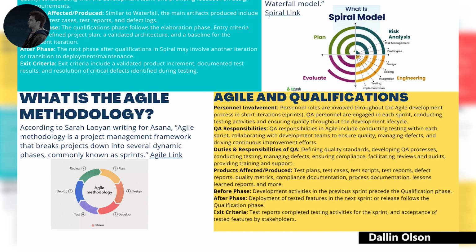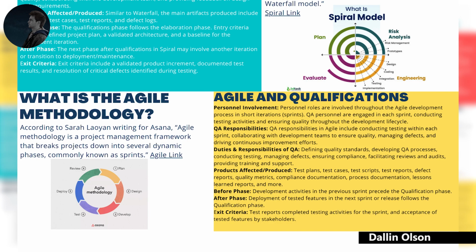QA responsibilities in Agile include conducting tests within each sprint, collaborating with development teams to ensure quality, managing defects, and driving continuous improvement efforts. The duties and responsibilities of quality assurance are defining quality standards, developing QA processes, conducting tests, managing defects, ensuring compliance, facilitating reviews and audits, and providing training and support.